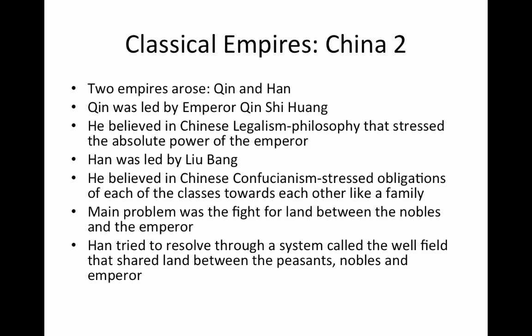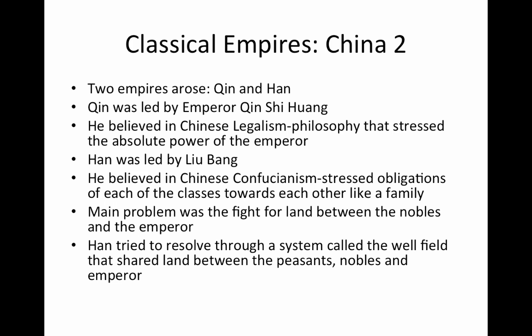Two empires would arise, the Qin and the Han. The Qin was led by Emperor Qin Shi Huang. He believed in Chinese legalism, the philosophy that stressed that absolute power had to be given to the emperor to maintain control. The Han came after the Qin, and they were led primarily by Liu Bang. Liu Bang believed in Chinese Confucianism, the idea that society was best ordered through obligations by each of the classes towards each other, like living in a large family.